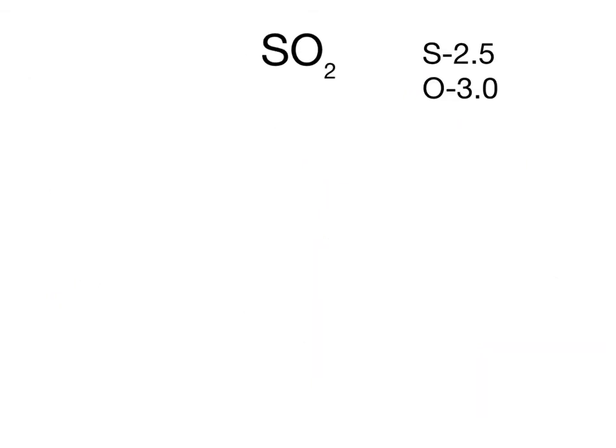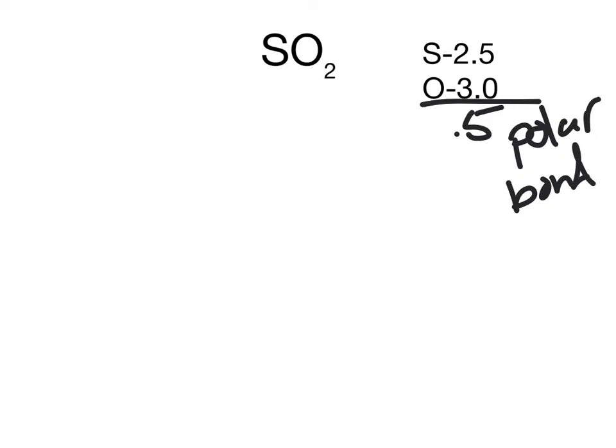I've got sulfur dioxide. So I know the electronegativity of sulfur is 2.5 and oxygen is 3.0, so I know that is a 0.5 difference. Once again telling me that I have polar bonds, because 0.5 to 1.7 is what we're using for that cutoff. Remember, we're going to use a black and white world. So I know I've got polar bonds.